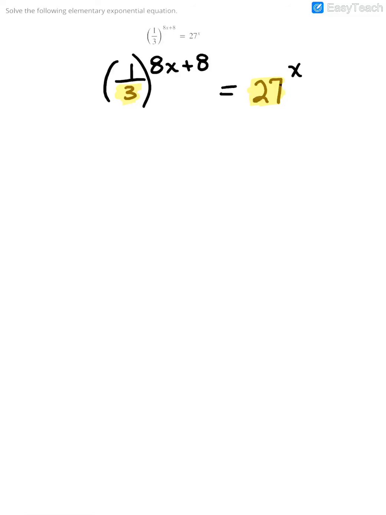And what I realize is that they are both powers of the number 3. Now, because I have the fraction 1/3, when I rewrite that in exponential form, 3 to the power of -1 is the same as the fraction 1/3. So in other words, when you have 1 over some number raised to a power, it's the same as having a negative power of the base. So I've rewritten the fraction 1/3 as 3 to the power of -1.